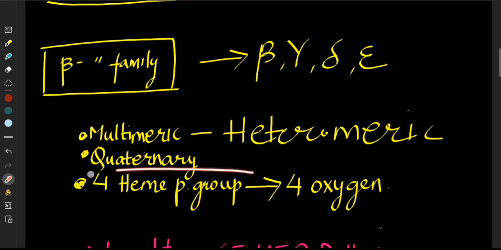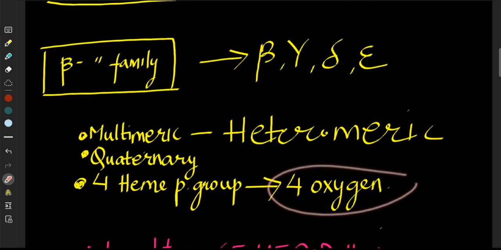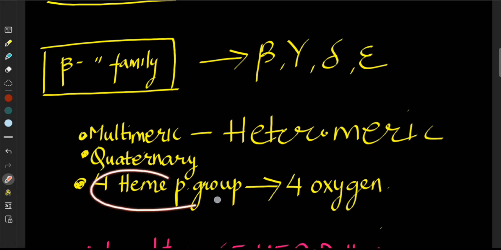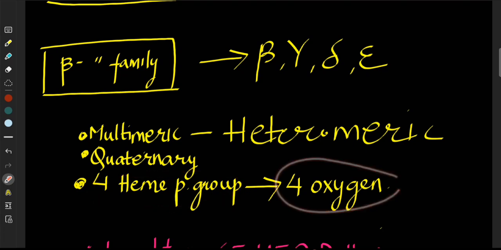And then it has four heme prosthetic groups. And when a globin has four heme prosthetic groups, it is usual that it is going to carry four oxygen molecules, right? In our previous video, when we learned about myoglobin, it had only one heme prosthetic group, and it carried only one oxygen molecule, right?